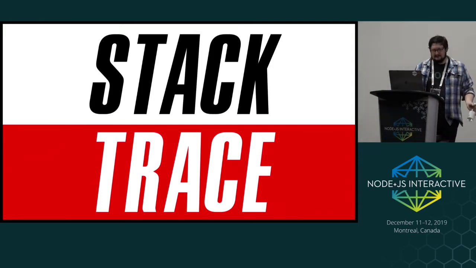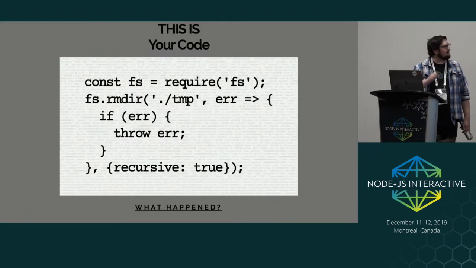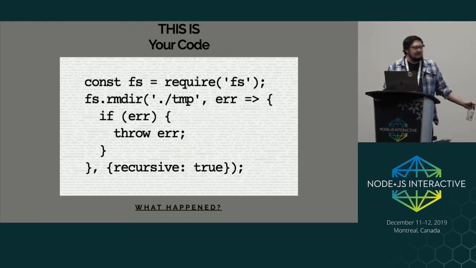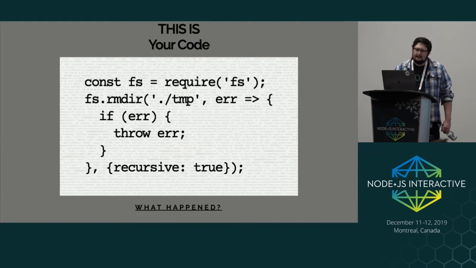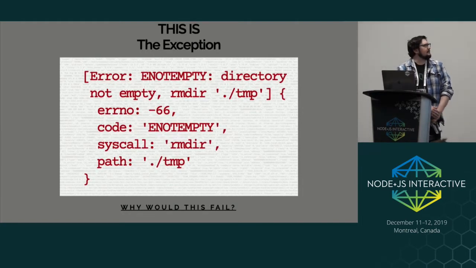So remember, this is a dead process. Maybe your stack trace is in your logs, and you look at it and it says, "Oh, well, you're doing something weird," and the stack trace points to this code where you're calling rmdir, and you want to delete a temp directory or something. And you pass this flag, and so the error that you get looks like this. Error: ENOTEMPTY, directory not empty, rmdir, yada, yada, yada, ENOTEMPTY.